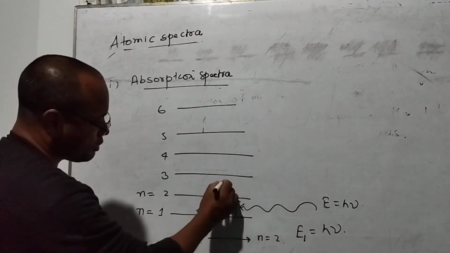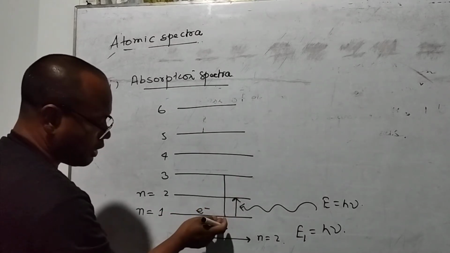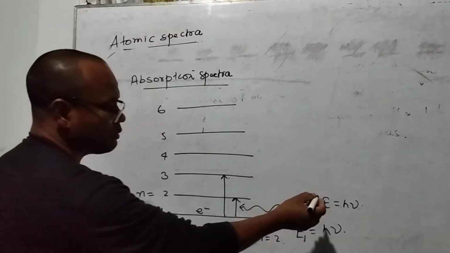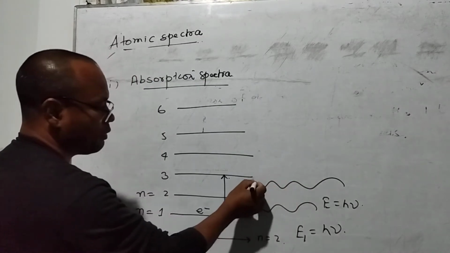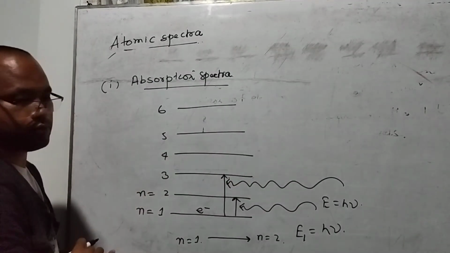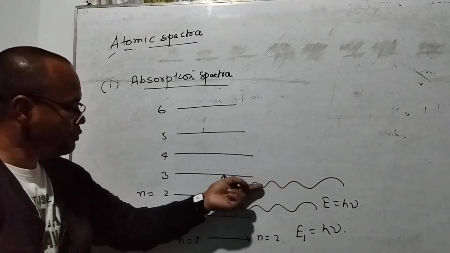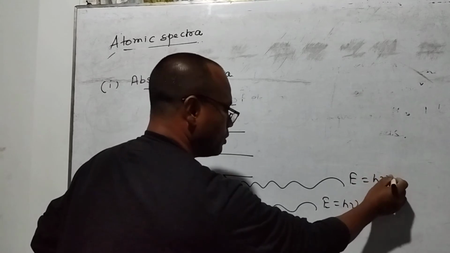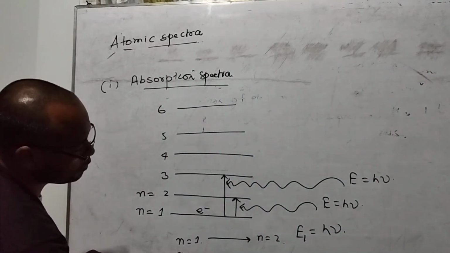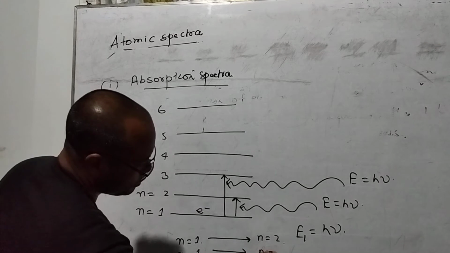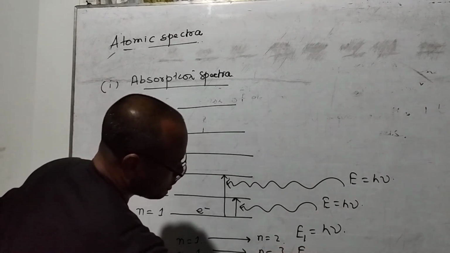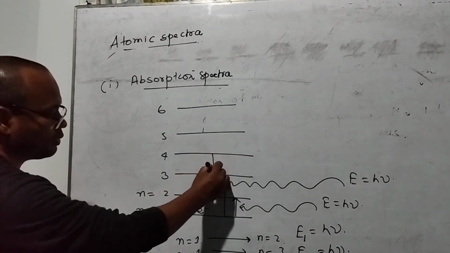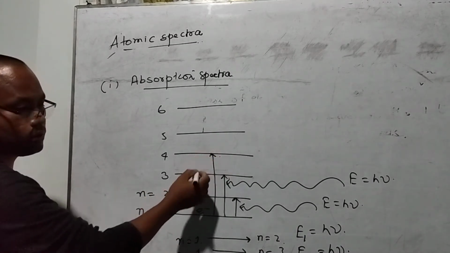Then for another excitation, this electron can also jump up to n is equal to 3. So another form of energy, that means another form of radiation, is absorbed, which is also equivalent to h nu. I write here n is equal to 1 goes to n is equal to 3. That is the second excitation of the electron. Then another one I can draw here. This is the third excitation of the electron.